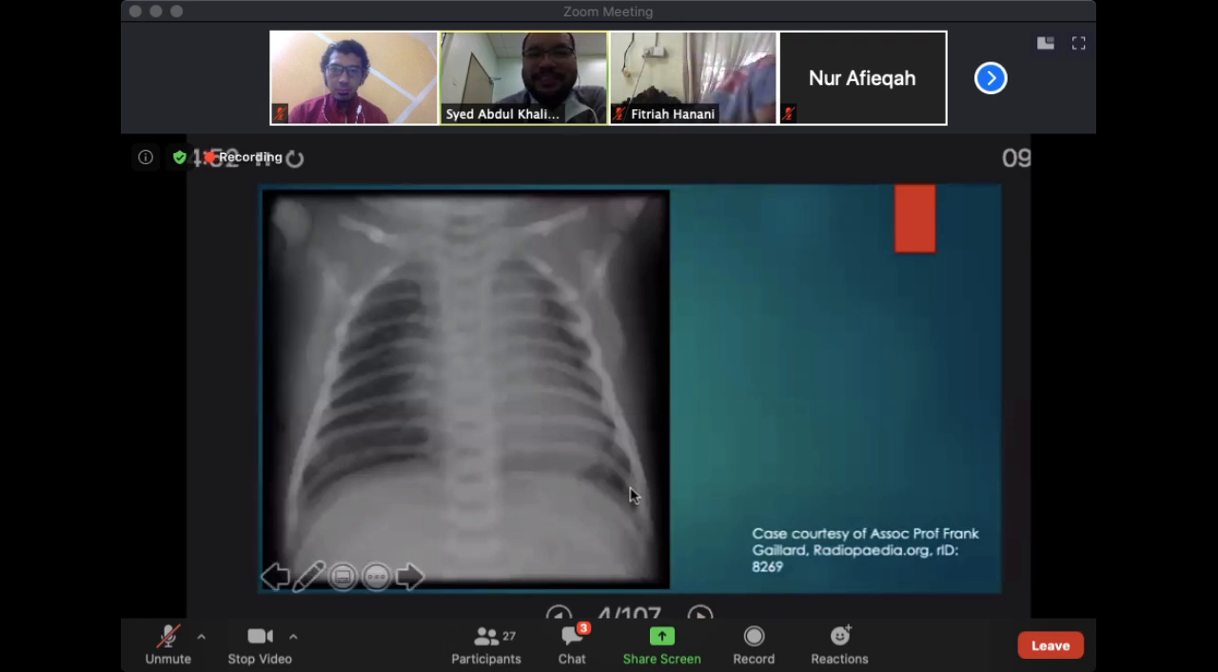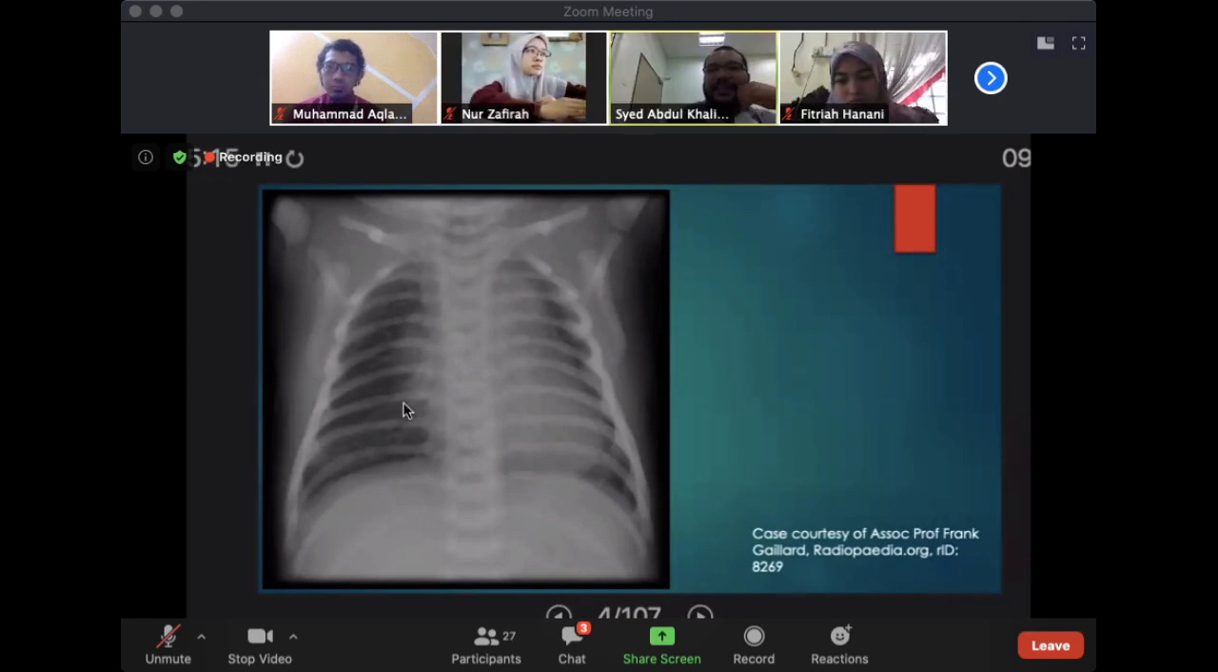What is this? Transient tachypnea in newborn. So yes, this is TTN. So basically, this is almost normal picture, but you can see there's perihilar streakiness, perihilar opacity, and then you can see some fluid in the fissure. It's not that clear, but sometimes you may see much clearer fluid in the fissure.